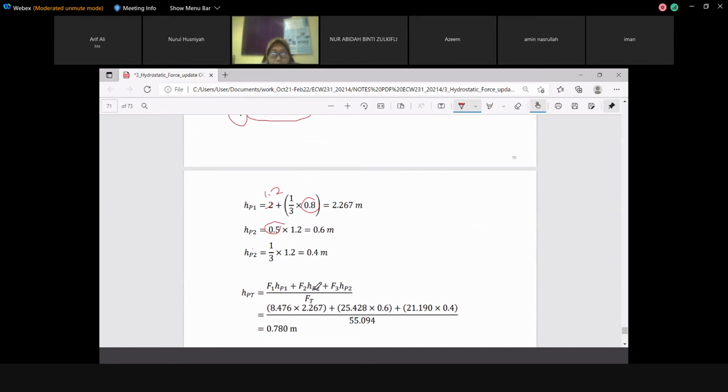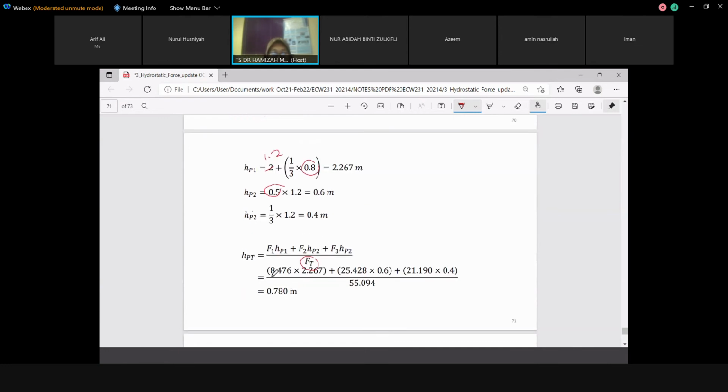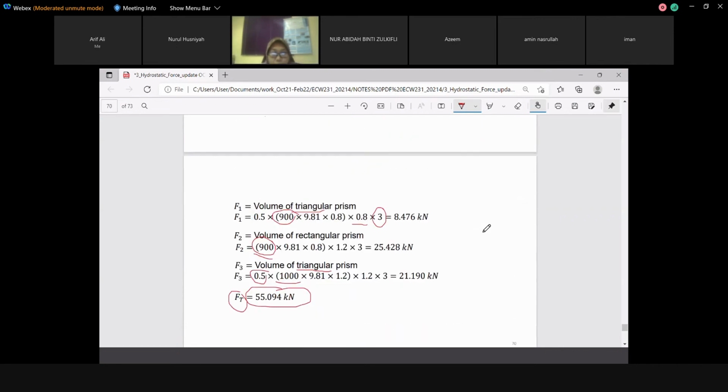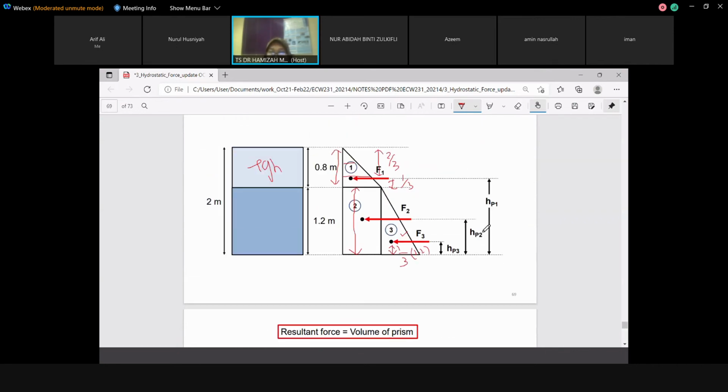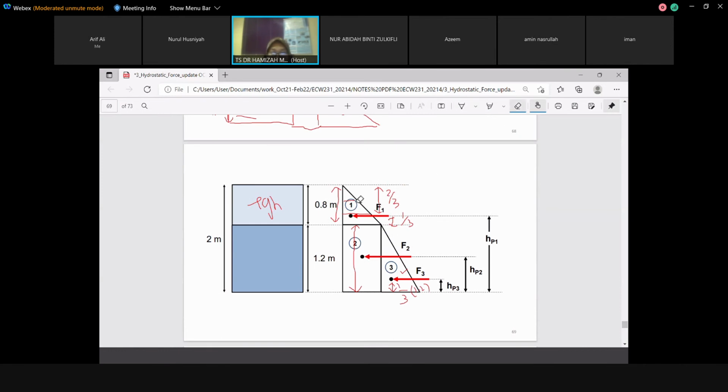Okay, so then we need to find the mean, which is divided by the force total. So you will know the HP total. Okay, I need you to calculate from above. Let's calculate together from above.